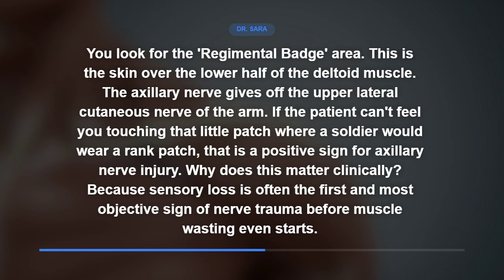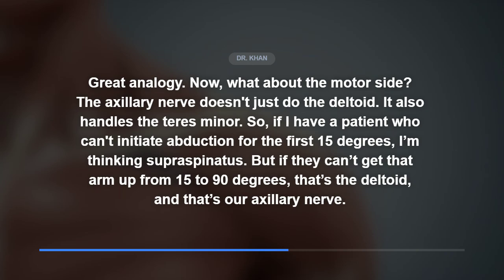You look for the regimental badge area. This is the skin over the lower half of the deltoid muscle. The axillary nerve gives off the upper lateral cutaneous nerve of the arm. If the patient can't feel you touching that little patch where a soldier would wear a rank patch, that is a positive sign for axillary nerve injury. Why does this matter clinically? Because sensory loss is often the first and most objective sign of nerve trauma before muscle wasting even starts.